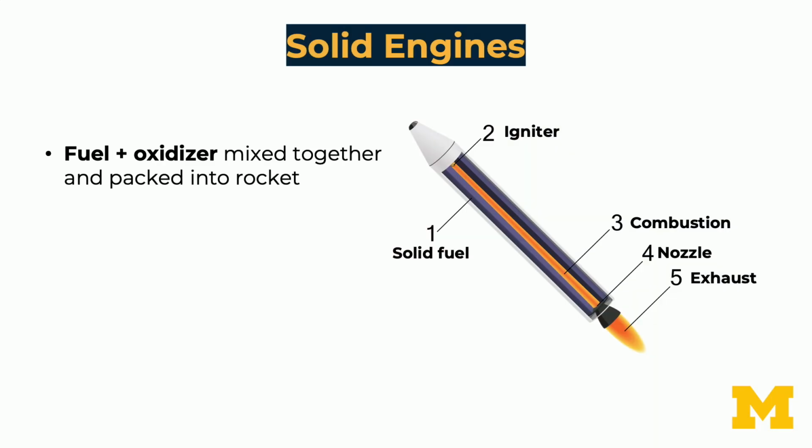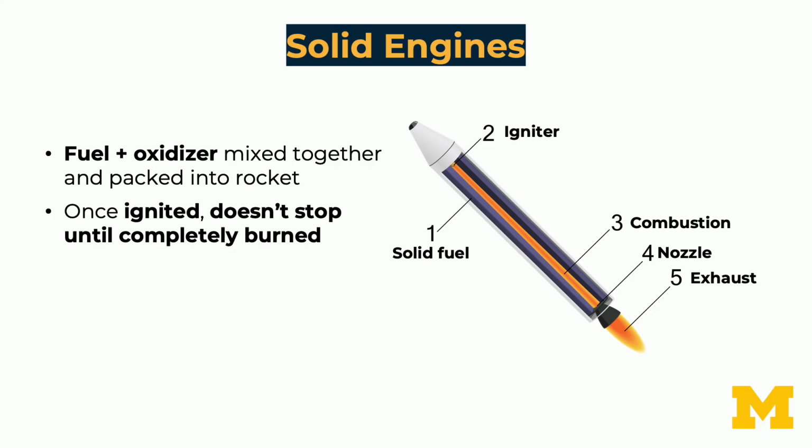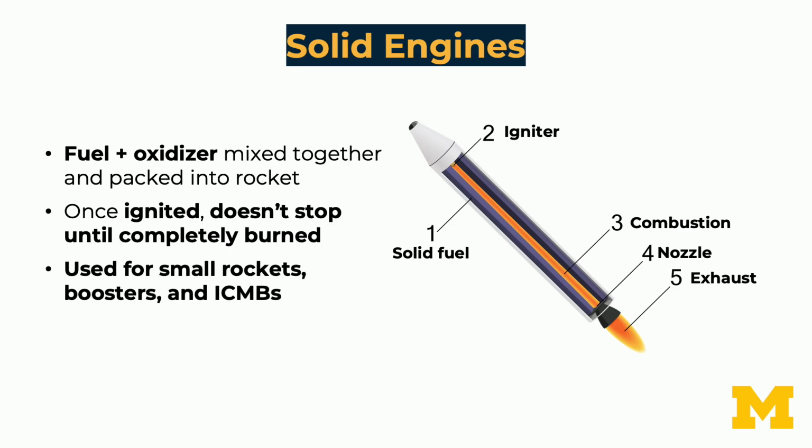Today we're going to delve into a little bit more detail about grain patterns. So let's quickly review solid engines. Solid engines are where you have fuel and oxidizer mixed together and packed into a rocket, and it's solid. Once you ignite this grain, this fuel and oxidizer mixed together, it just burns until it's completely gone. So it's very hard to actually control this. It's used for very small rockets, it's used for boosters, and it's used for intercontinental ballistic missiles. Those are the common things for solid engines.